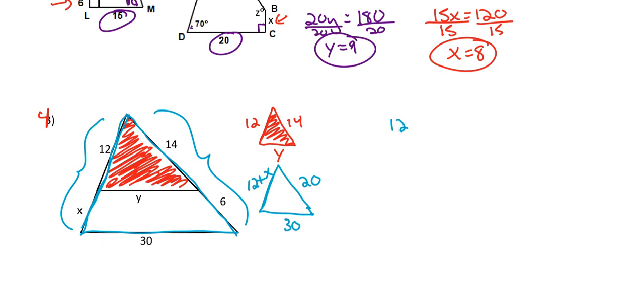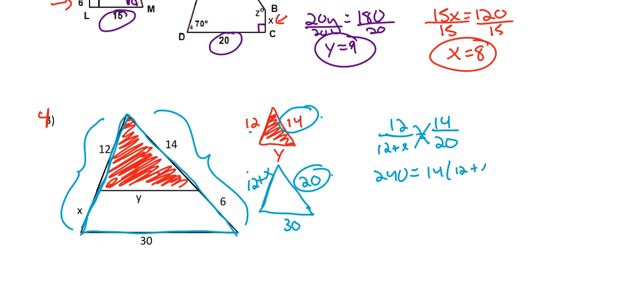So it'll be 12 over, I'm going to go triangle to triangle this time. So 12 over 12 plus x equals, the side that I know in both is this one. This is the side I have numbers for in both. So it's 14 over 20. Cross multiply. 12 times 20 is 240 equals 14 times 12 plus x, equals 14 times 12 is 168 plus 14x. Oops.